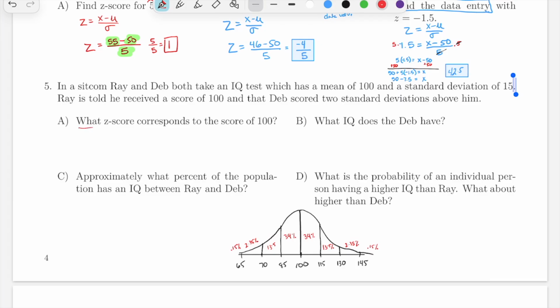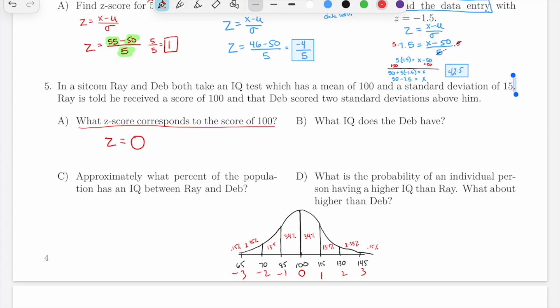What z-score corresponds to a score of 100? Well, hopefully you know that a z-score in the middle would be 0. There would be 0, and this is 1, 2, 3 standard deviations, -1, -2, -3 standard deviations. So the mean is 100. That means that a z-score that corresponds to the value of 100 would be 0.